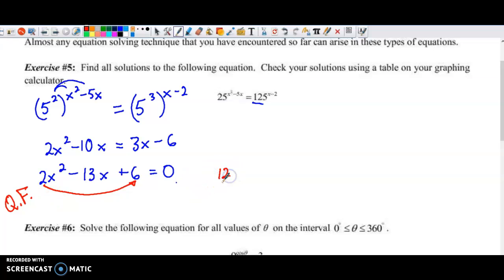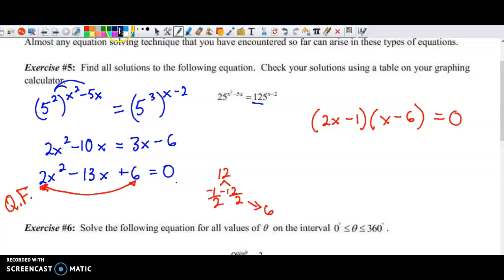If you're a slide and divide fan, 2 times 6 is 12. And 1 and 12 will make them both negative. And then don't forget to divide by this 2. So that factors out to be 2x minus 1, as well as, well, 12 divided by 2 is 6. And at this point, we can use the zero product property. Remember ZPP, or zero product law. So we'll get x equals 1/2, or x equals 6.